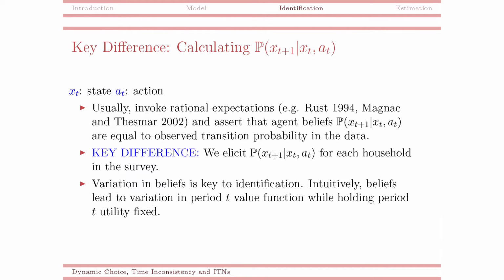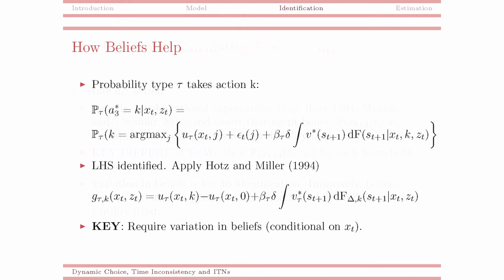To give you a brief overview of that, start by thinking about what happens in period 3. I have on the left-hand side this directly observed quantity, which is the probability that an agent of type tau takes action k, conditional on state variable x_t and what I'm going to call beliefs z_t. Remember, this is the directly observed types case, so I observe the left-hand side directly. So the first step, we can directly apply Hotz-Miller to recover the little g function, which is a function of the state variable. It has two components. The first component is just the normalized utility, and the second component is the forward-looking component of the utility function.